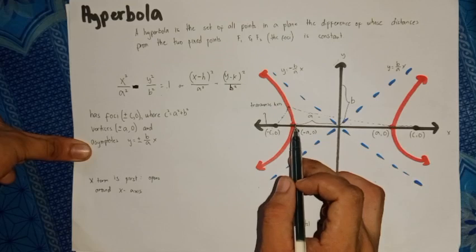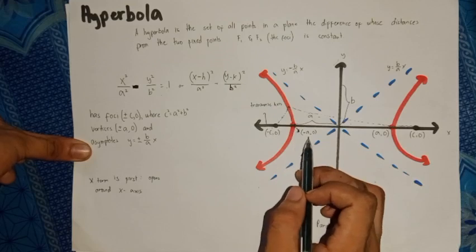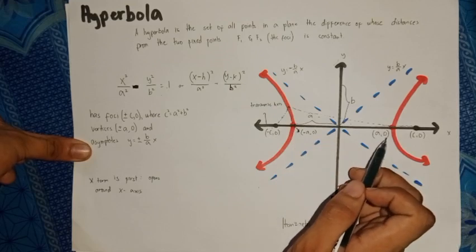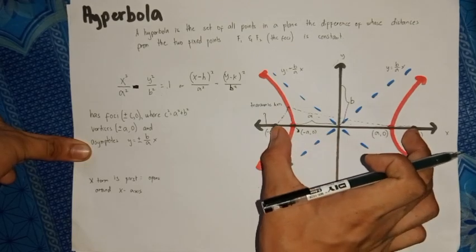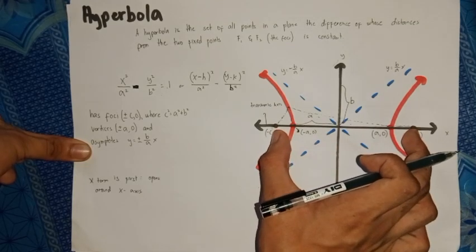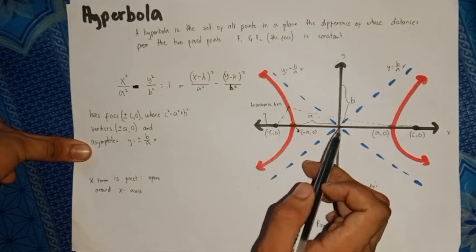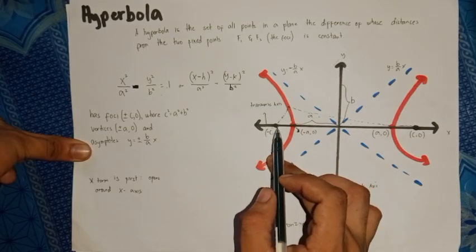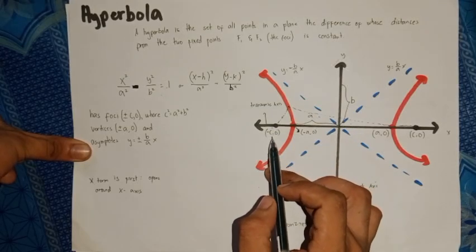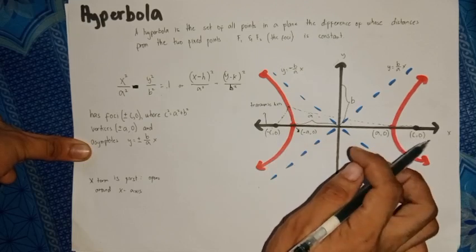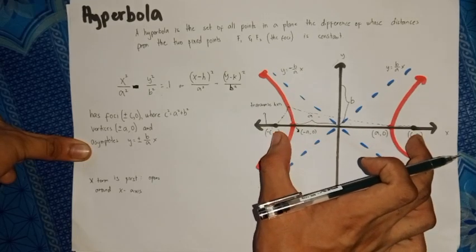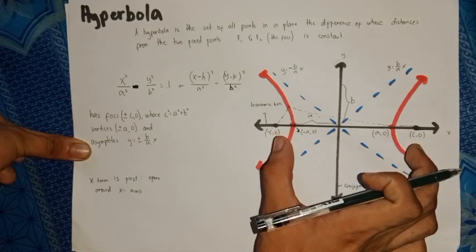That's why our vertices are (-a, 0) and (a, 0). And we have two foci. The distance from the center to the foci is denoted as c. That's why we have (-c, 0) and (c, 0), where c squared is equal to a squared plus b squared.